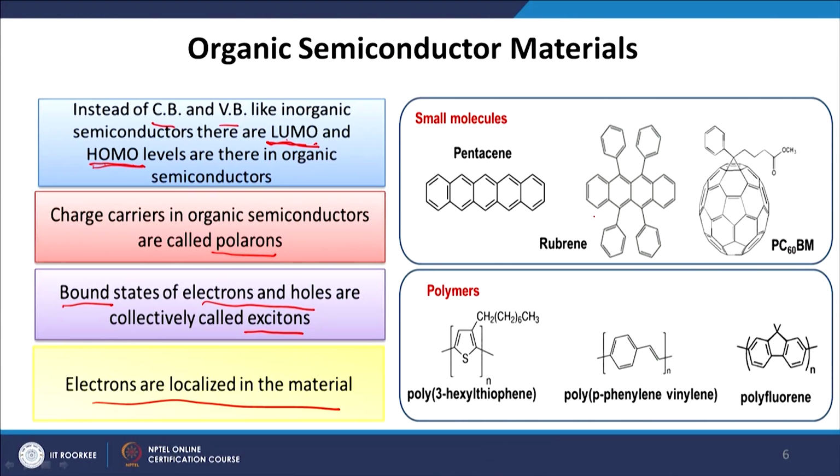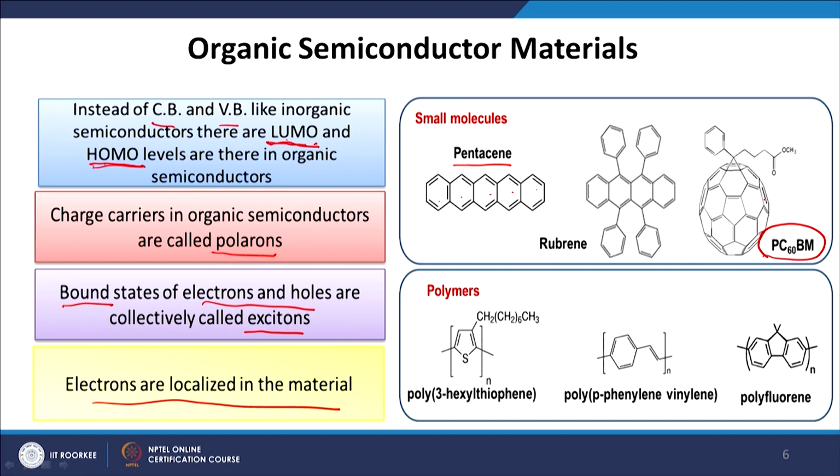Now, on the right hand side, we are showing some of the very popular structures of the small molecule and the polymer class. For example, a small molecule which is used commonly in fabricating devices is pentacene. So, penta stands for 5. As you can see here, there are 1, 2, 3, 4, 5 benzene rings which are fused together. Similarly, we have another common structure called rubrene, and another very commonly used small molecule for fabricating devices is PCBM. Now, C60 or fullerene, which is also called buckyball, has a spherical football like structure like this.